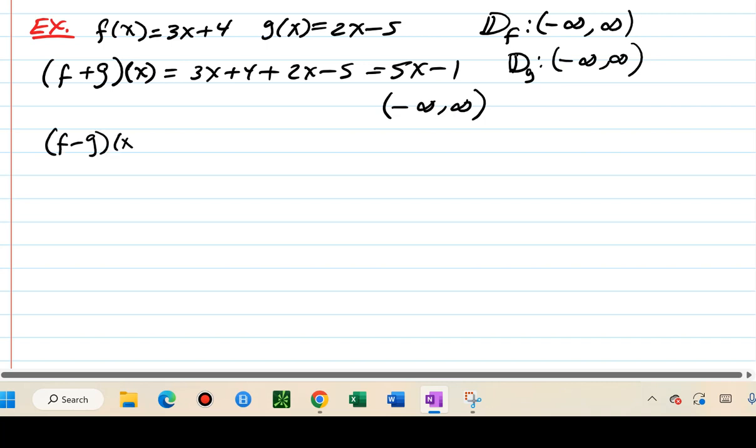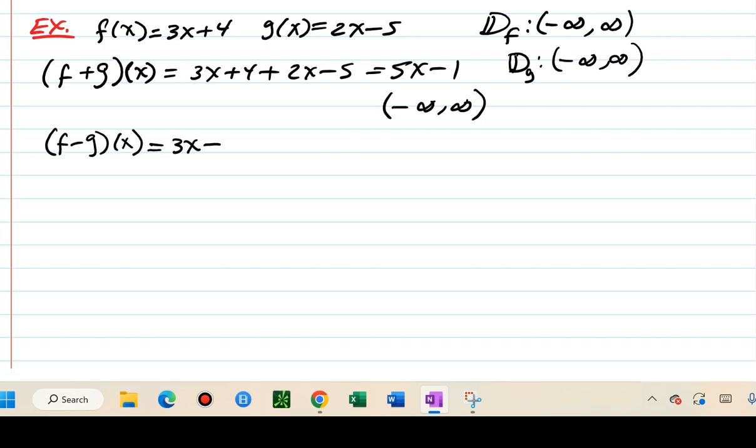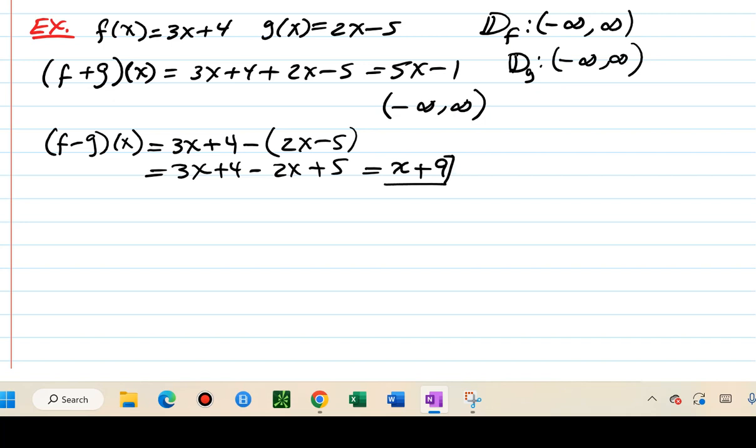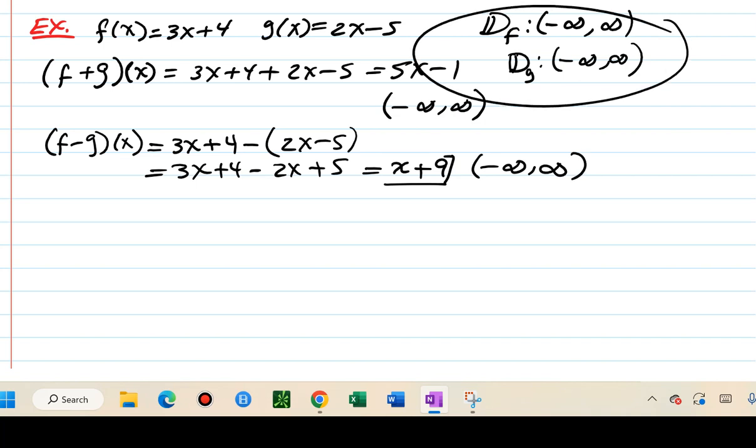f minus g of x. So we do 3x plus 4 minus 2x minus 5. That's going to be 3x plus 4 minus 2x plus 5. Combine like terms. 3 minus 2 is 1x. 4 and 5 makes 9. There's my linear function again, capable of handling anything, and everything is given, passed on to both functions.